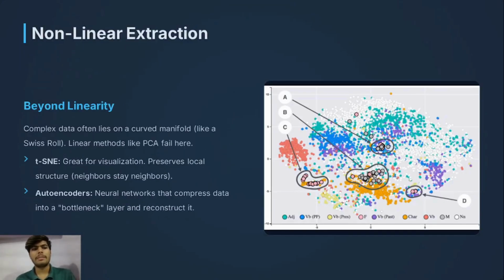Non-linear extraction, beyond linearity. Complex data often lies on curved manifolds, like a Swiss roll. Linear methods like PCA fail here. So t-SNE or autoencoders are used. t-SNE is great for visualization, preserves local structure, neighbors stay neighbors. Autoencoders are neural networks that compress data into a bottleneck layer and reconstruct it.